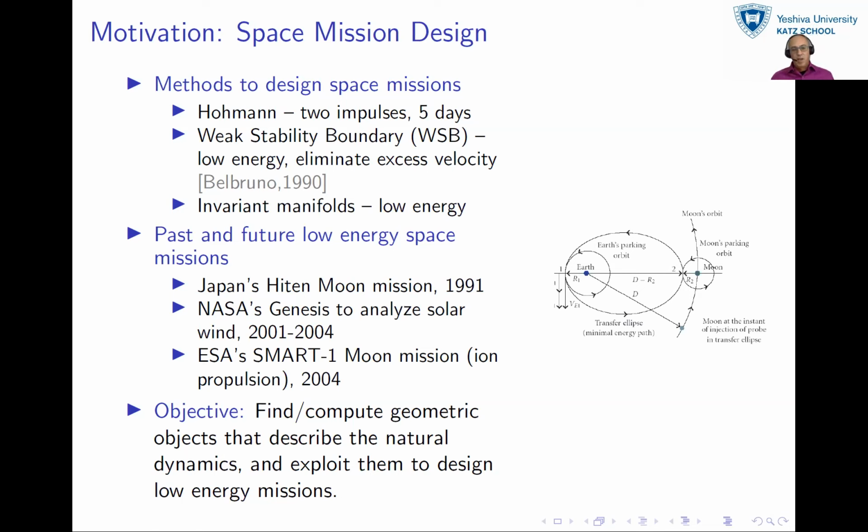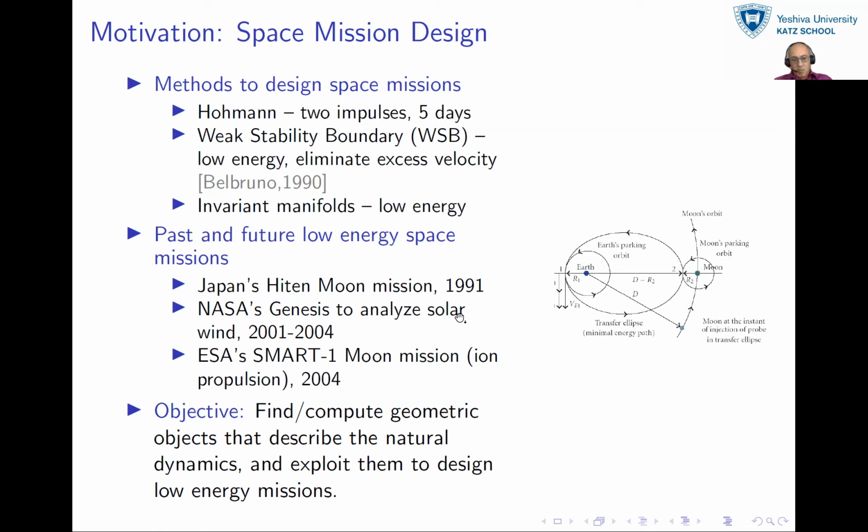So there are other methods that can be used to design low energy space missions, and one of the first such missions was by my colleague at Yeshiva University, Belbruno, who came up with this idea of weak stability boundary. One of the advantages of this method is to eliminate excess velocity. So it's what is called the ballistic capture. So it eliminates the need to slow down the trajectory as you approach the moon.